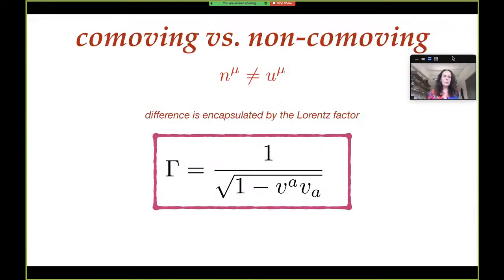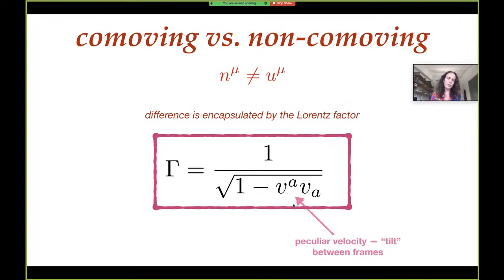So the main difference between this co-moving and non-co-moving frame is encapsulated by the Lorentz factor, which I'm sure we're all familiar with. In this case, we can really think of the peculiar velocity of the fluid v as the tilt between these two frames. So between the observer frame with the normal n and the four velocity of the fluid. And so this is really used to cast the variables we're looking at into properties that are intrinsic to the fluid.